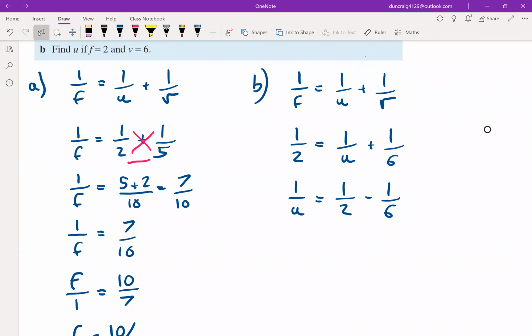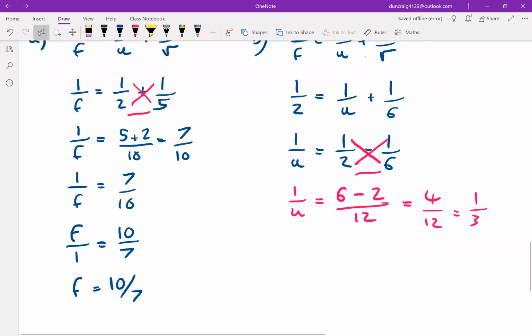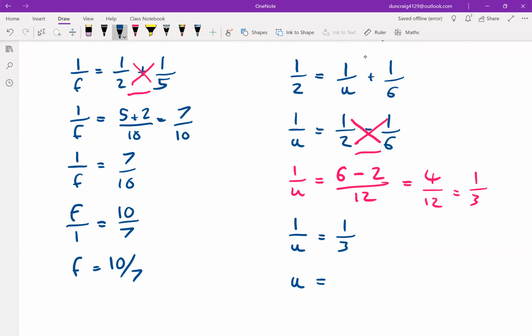Okay, so let's go ahead and do this, same as what we did before. So I can say, well, 1 over u is equal to, well, 1 times 6 is 6. Take 1 times 2 is 2. 2 times 6 is 12. So that's 4 over 12, which simplifies down to a third. Okay, so 1 over u is equal to a third. So therefore, u is just going to equal 3. If we do the reciprocal, if we flip that fraction, we get u. If we flip that fraction, we get 3. Okay, that's that. All right, enjoy.